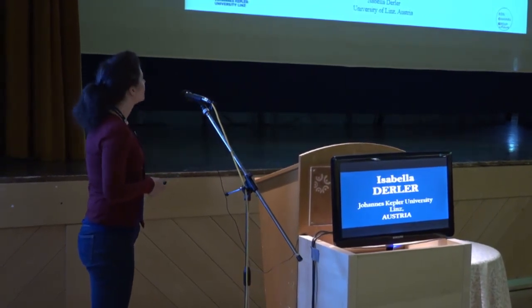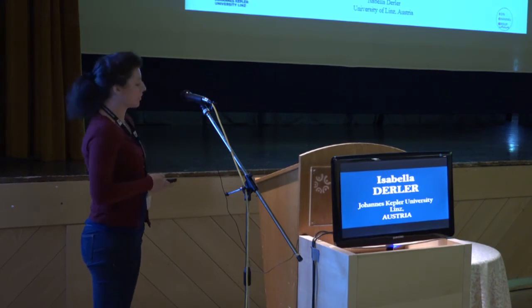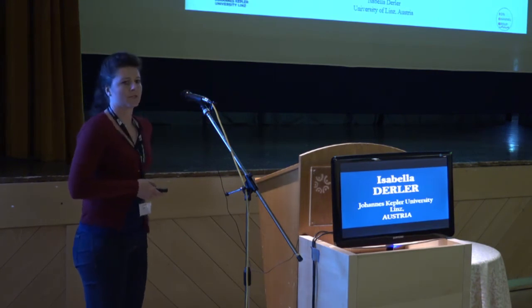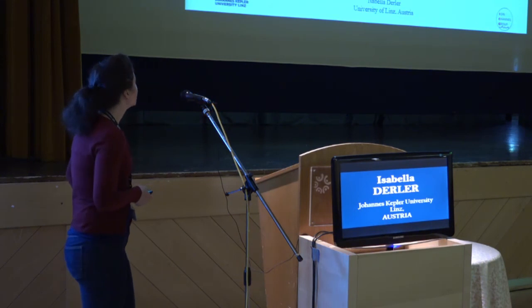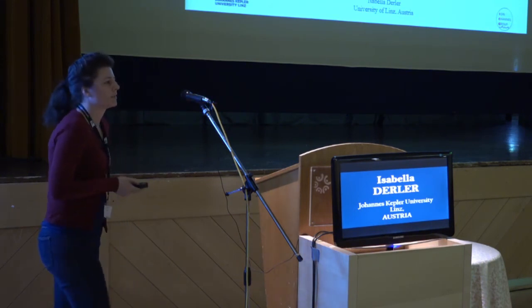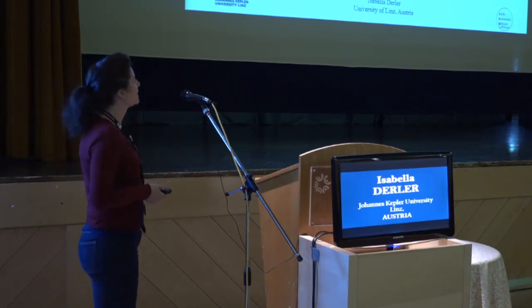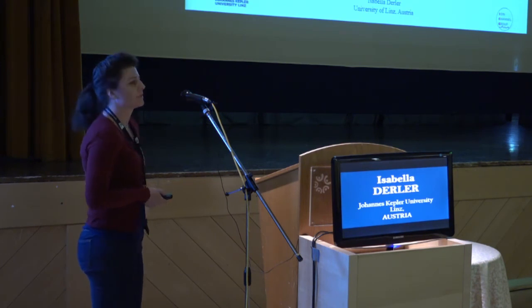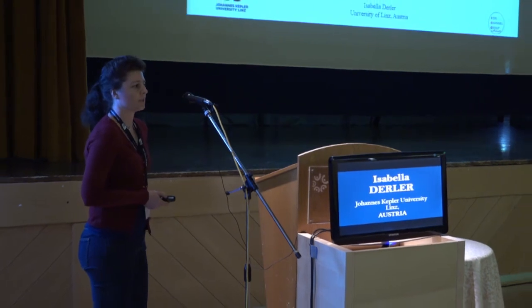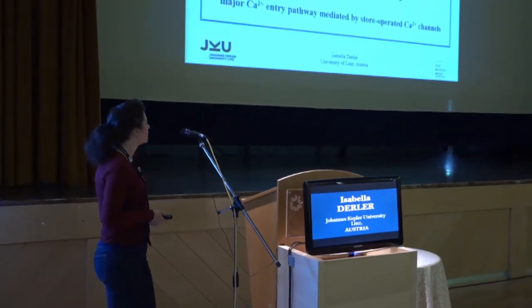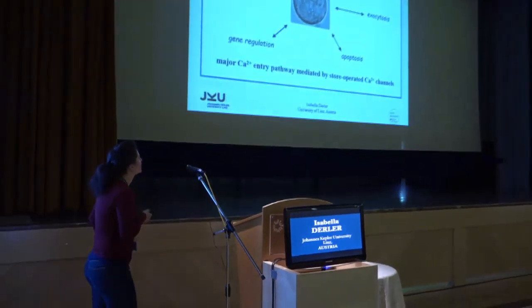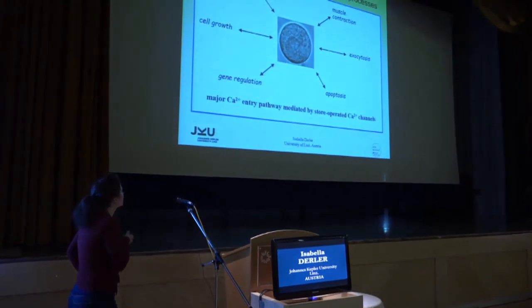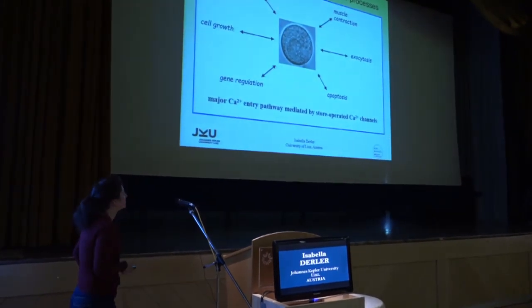We are basically interested in two proteins, STIM and Orai, but first of all, what is calcium useful for? Calcium is relevant in many essential steps throughout a cell's life, so it controls cell growth, cell development, but also cell death. Further, it's also involved in processes such as exocytosis, muscle contraction, cell growth, and gene regulation.